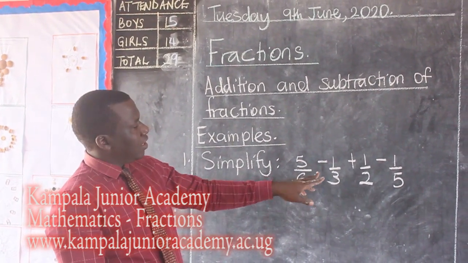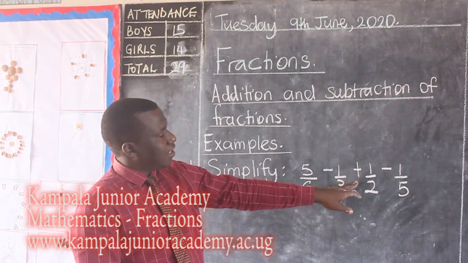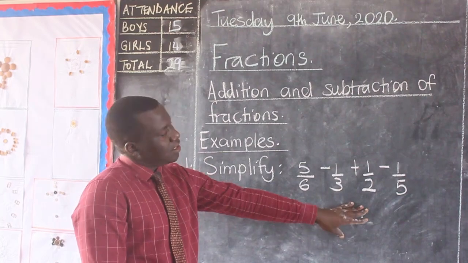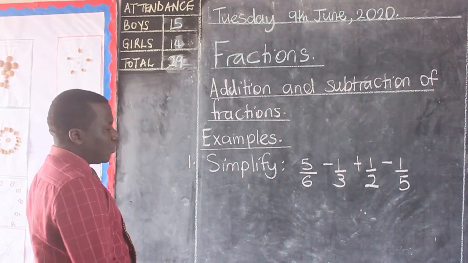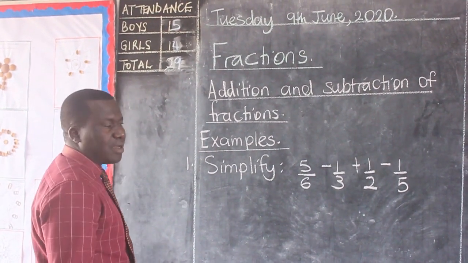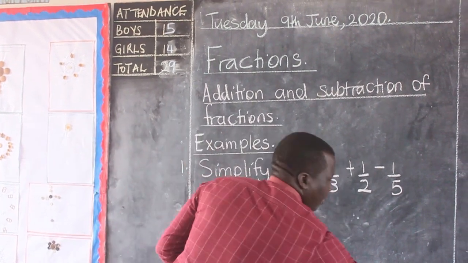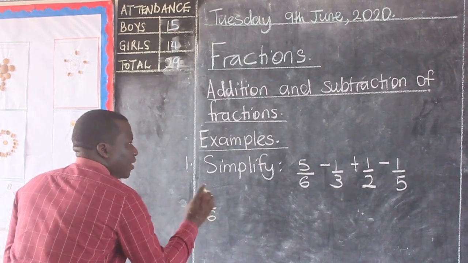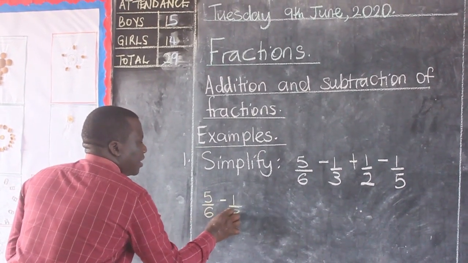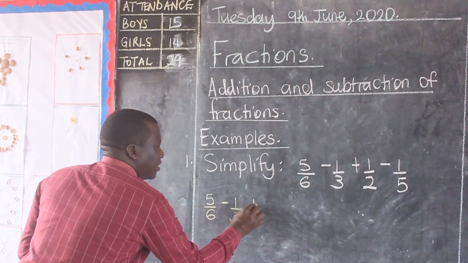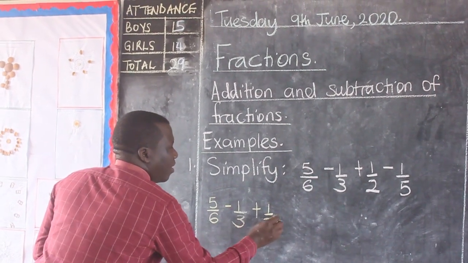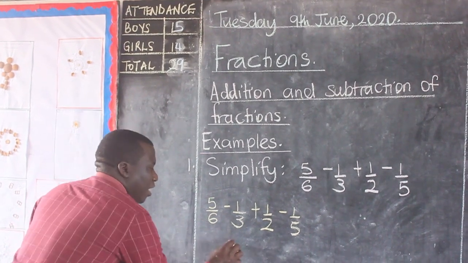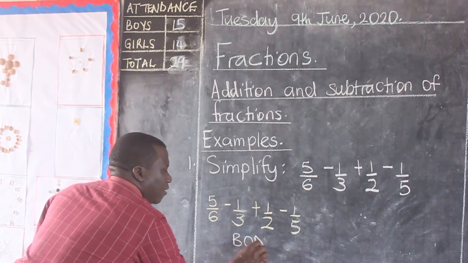So here you are seeing subtraction, addition, subtraction. So in this case, you're going to follow the order of BODMAS. So we are going to rewrite our number 5/6 minus a third plus a half minus a fifth. So we are going to follow the order of BODMAS.